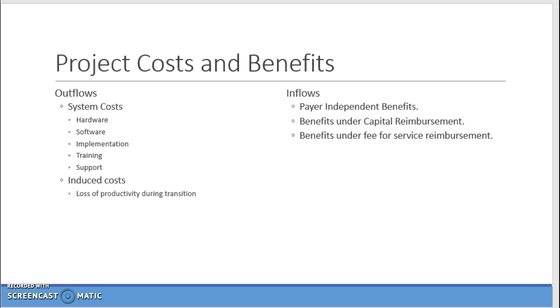Examples of cash inflows include the following: payer-independent benefits, which come in the form of money saved by the elimination of chart pulls and transcription; benefits under capital reimbursement, which includes reduction of adverse drug events and duplicate diagnostic testing; and fee-for-service benefits that include the advantages gained through improved billing.